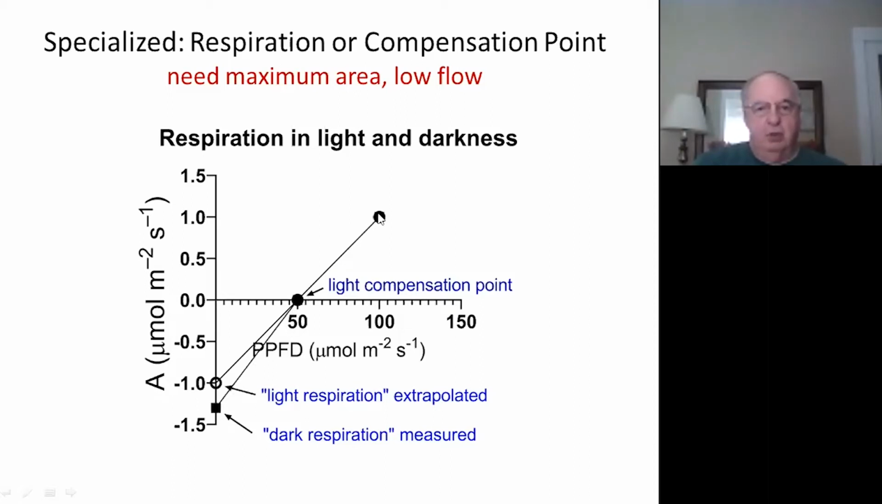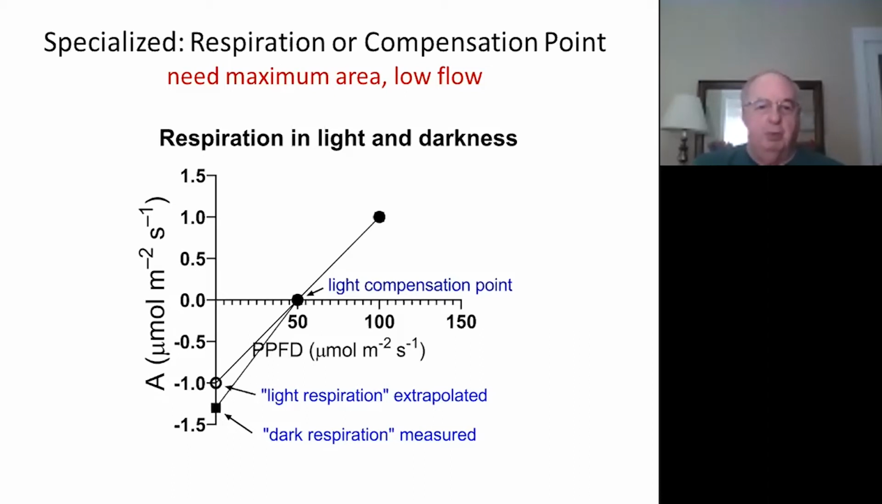But you can also take data points and extrapolate them backwards to the y-axis and get that intercept, which is called light respiration. So that's an extrapolated value, and it's an estimate of what mitochondrial respiration is in the light.